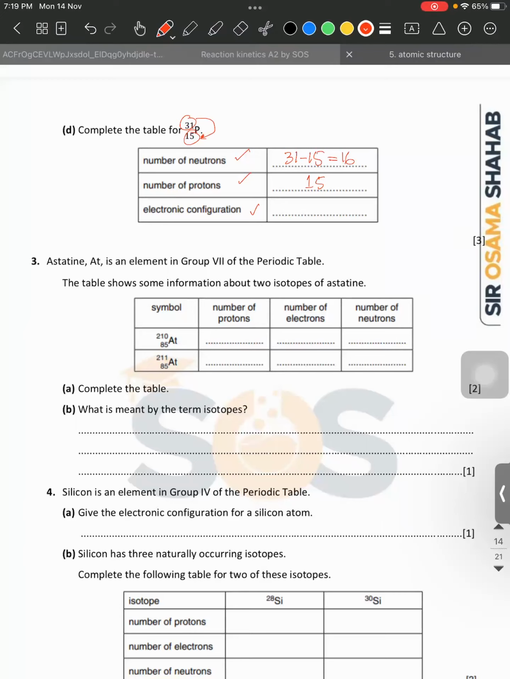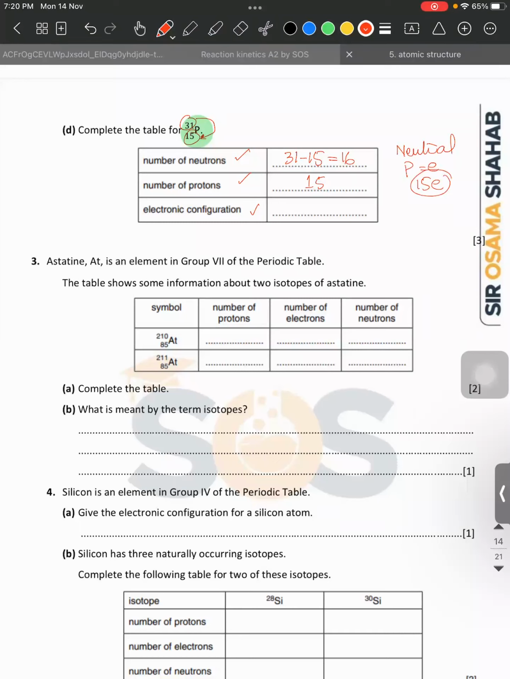Now you can simply see over here that the element is actually neutral. There is no charge on phosphorus, it is not positive and not negative. So when any atom is neutral, we know that protons and electrons are the same. That means we also have 15 electrons.